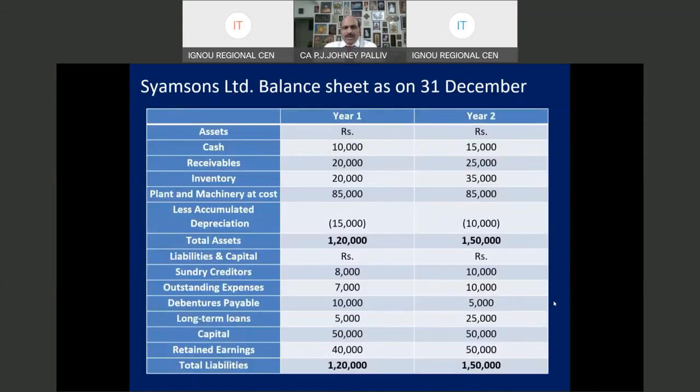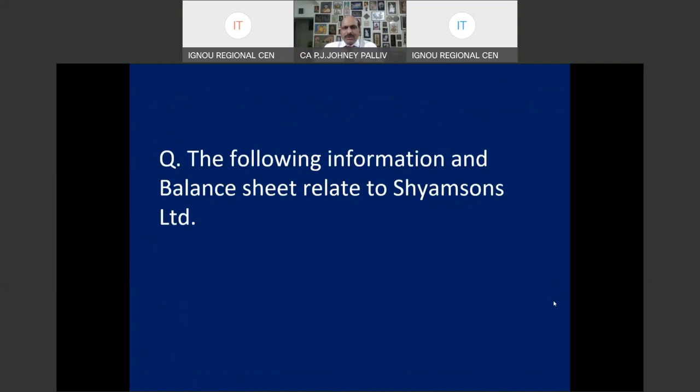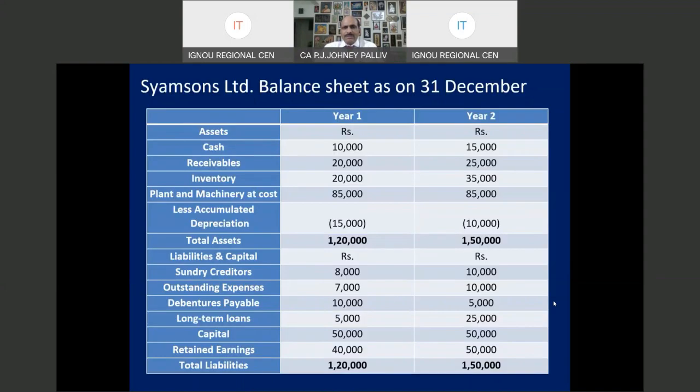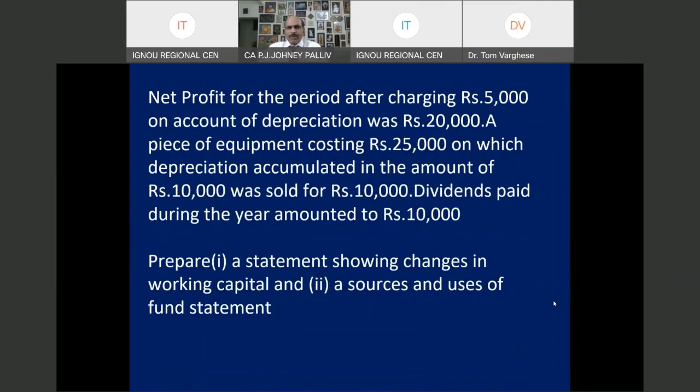Once again, you see the balance sheet. They said information is given with regard to Shamsons Limited. In this, they say this is the balance sheet, assets, liabilities. Further, they say net profit after charging depreciation 5,000 is rupees 20,000, and equipment costing 25,000 was sold for rupees 10,000 and its accumulated depreciation is 10,000, and dividend paid is 10,000. The question is a statement showing changes in working capital and sources and uses of funds.